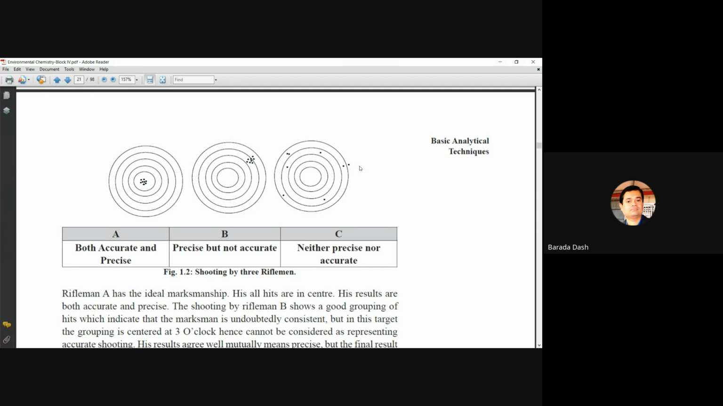So this is how you can distinguish between accuracy and precision.